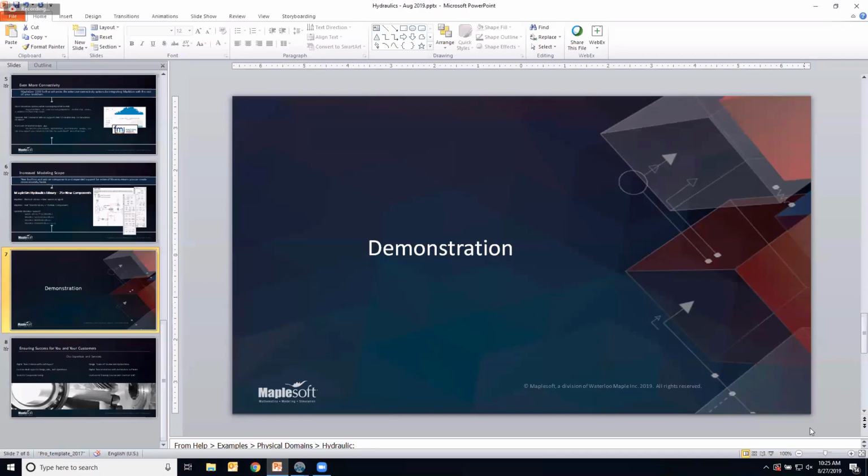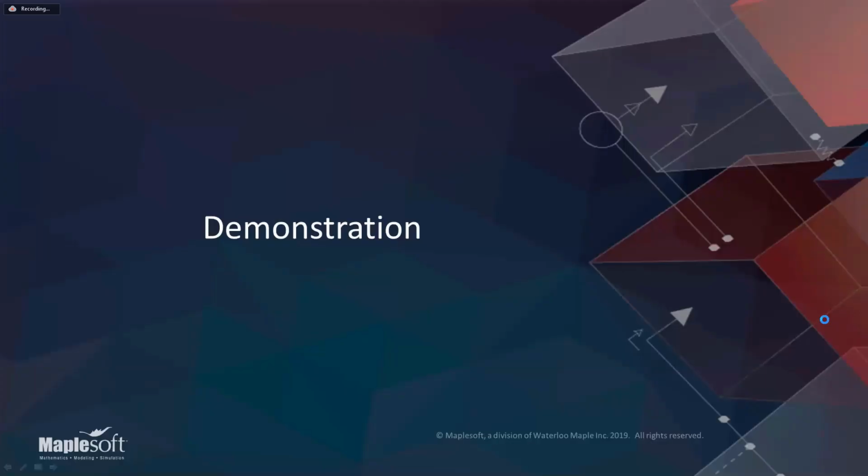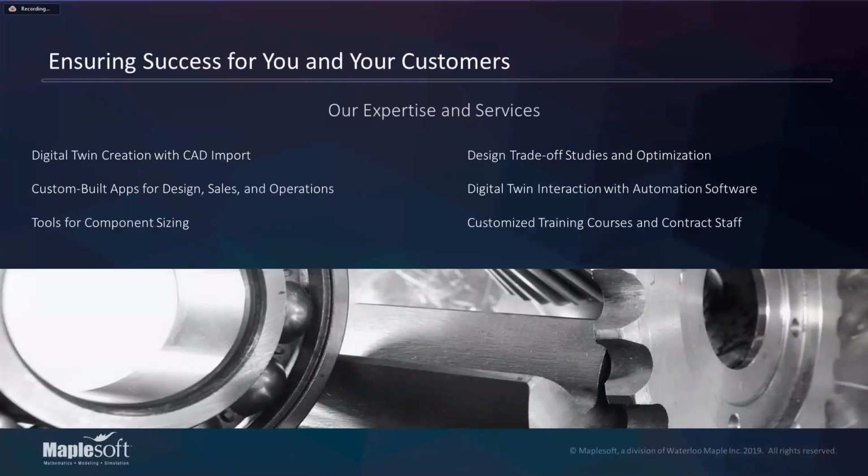So I'm going to go back to my slideshow just for my final slide as I finish up this presentation. What are some other ways that we can ensure success for you and our customers? We have a lot of expertise and services here at Maplesoft. We can do digital twin creation with CAD import, as I mentioned earlier. We can do custom built apps for design, sales, and operations. We do have some apps that are already added into the software. However, as a service we can actually create some for you if you're in need of that. We can also do tools for component sizing. As I mentioned, we have some that can be used for, say, motor sizing or other types of sizing, but it can always be customized.